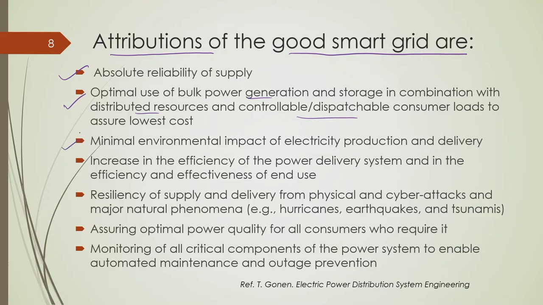Minimal environmental impact of electricity production and delivery. This is possible if you have more renewable energy generation units, such as solar photovoltaic or wind energy or other types of renewable energy systems in your network. And also higher efficiency and resiliency, which is very important against any sort of physical or cyber attacks. Also, it should be resilient to natural calamities like hurricanes, earthquakes, tsunamis, etcetera. Similar to reliability, one should expect optimal power quality, which needs to be provided in a smart grid initiative, and also monitoring all critical components of the power system to enable automated maintenance and outage prevention.